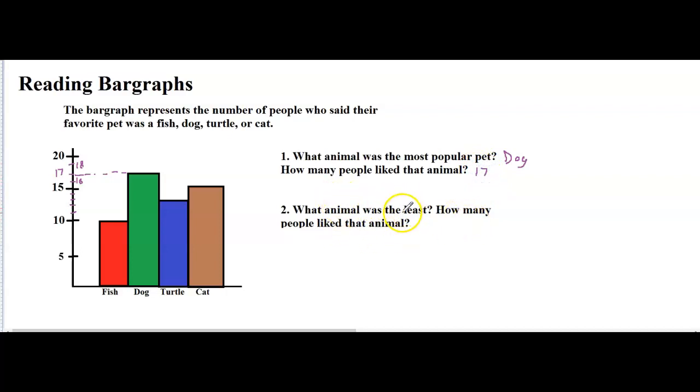Then, what animal was the least popular? I could see fish in red here, and that goes straight across, and that one is at 10. So fish, and 10 people said that was their favorite pet.